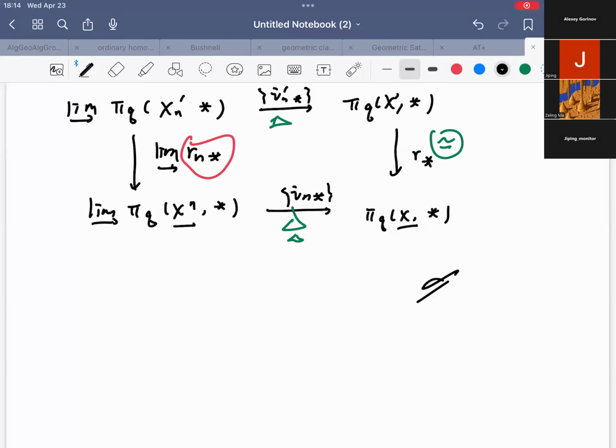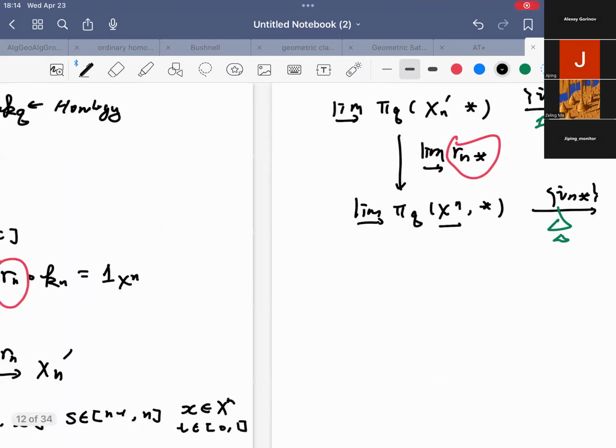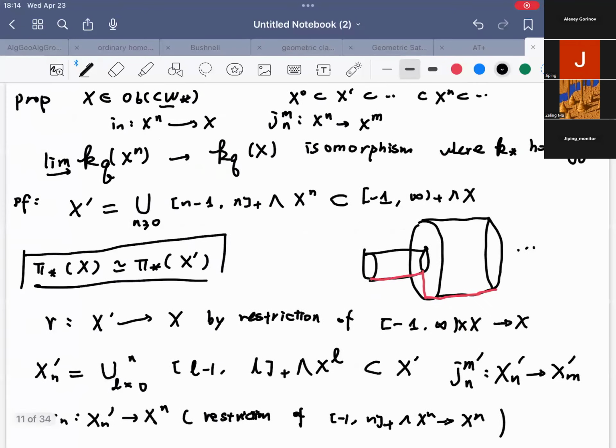Very well. Sorry. So I have that the homotopy groups of X prime and X are the same. So the next, I want to prove that the limit of the homology theory is equal to the ordinary homology theory.